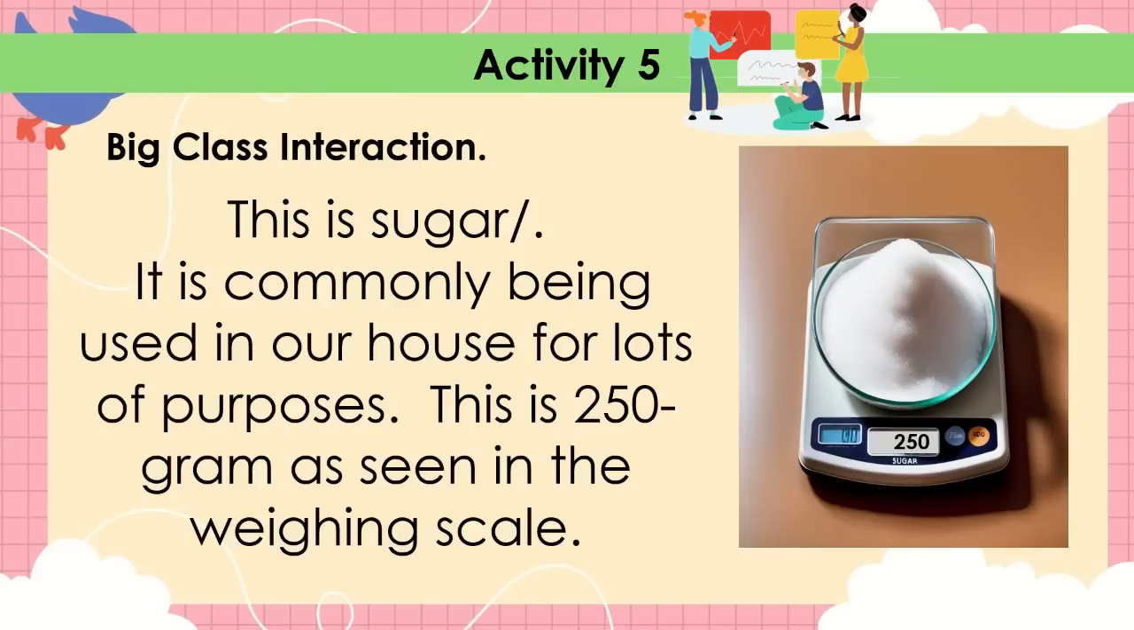For activity number 5, we have the big class interaction. This is sugar. It is commonly being used in our house for lots of purposes. This is 250 grams as seen in the weighing scale.